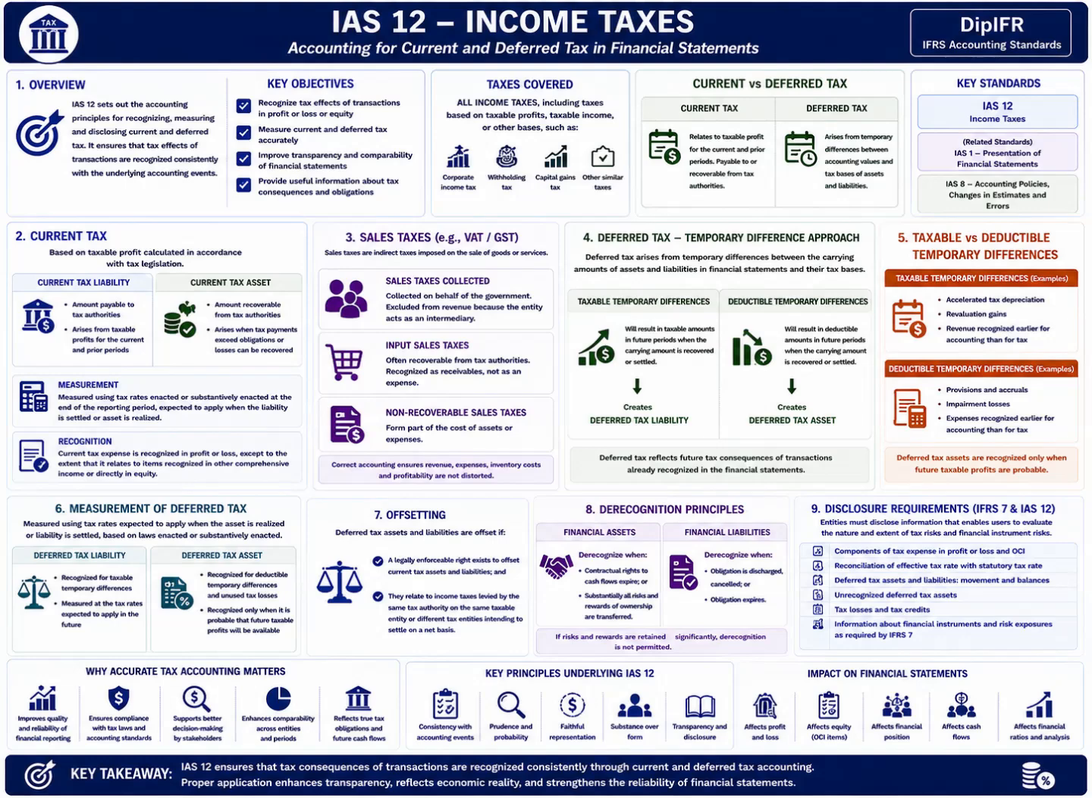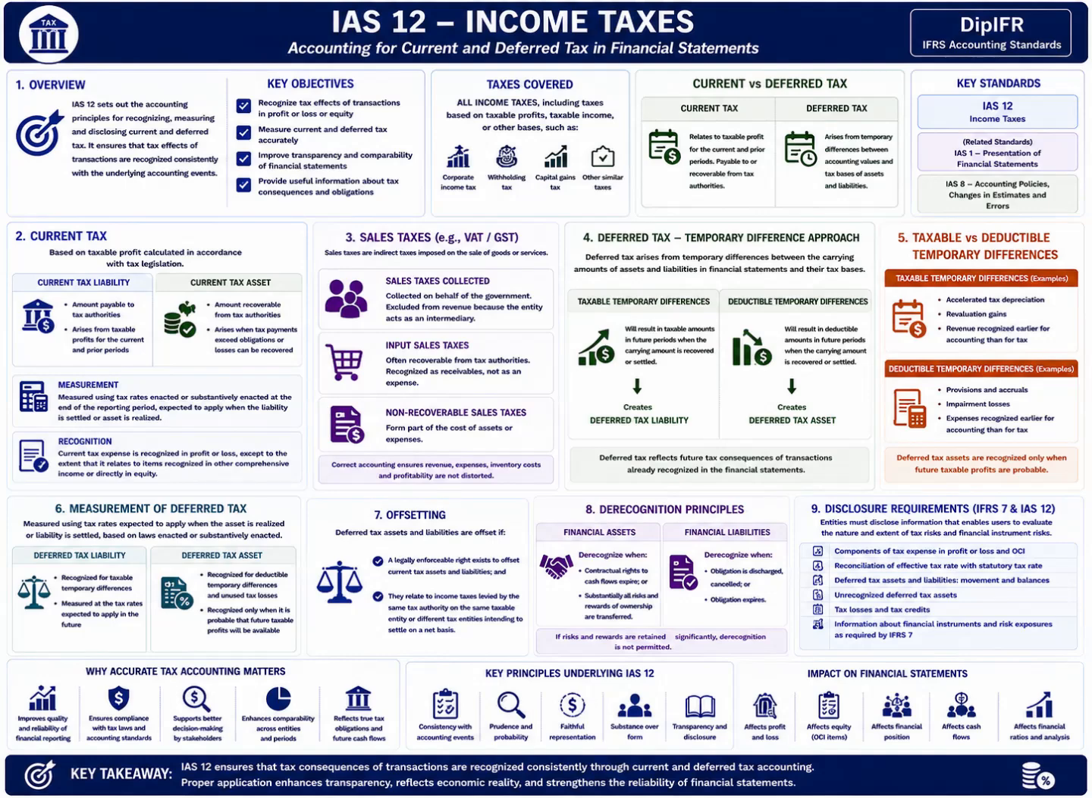Deferred tax assets are recognized only when future taxable profits are probable, ensuring prudence and preventing recognition of uncertain tax benefits. Understanding these temporary differences is essential because they directly affect financial position, tax expense, and long-term profitability analysis. IAS 12 requires deferred tax liabilities to be recognized for most taxable temporary differences, while deferred tax assets are recognized only when future economic benefits through taxable profits are probable.